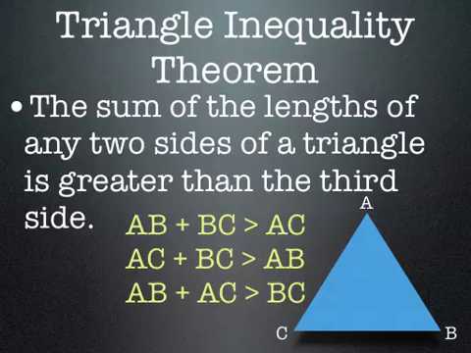So it also has to be true that AC plus BC is greater than AB, and that AB plus AC is greater than BC. Now notice that this does not say greater than or equal to, it says greater than. So if you get a sum and it is equal to the third side, then it is not going to be able to be the lengths of a triangle.